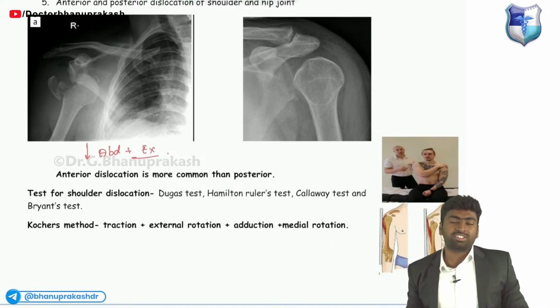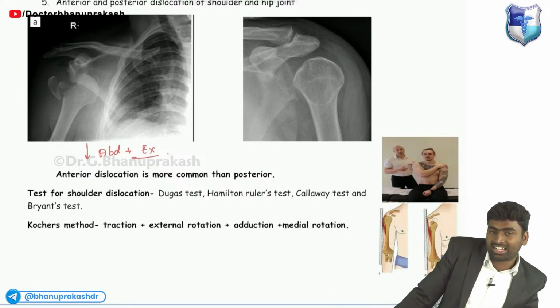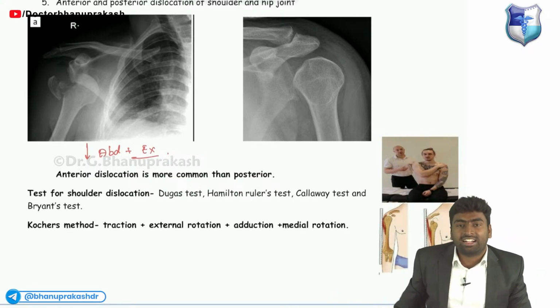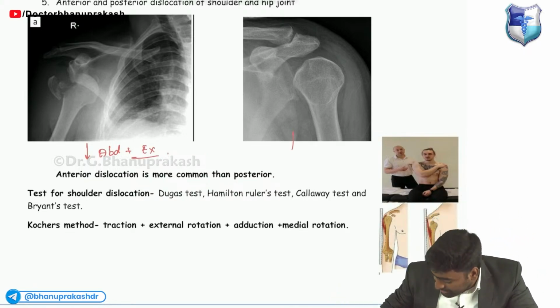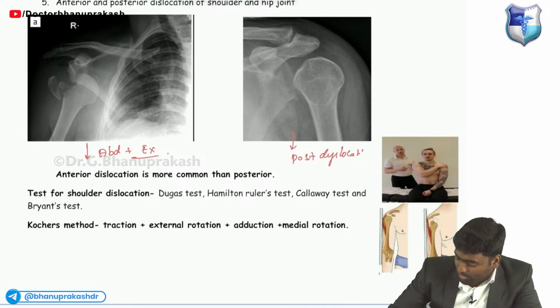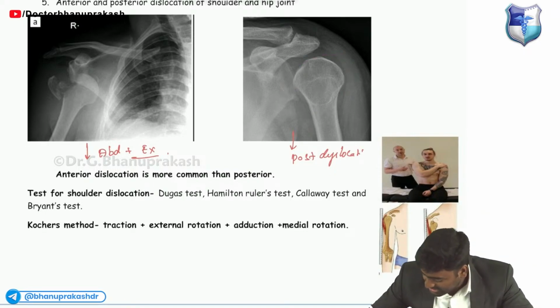Whereas in the case of posterior dislocation, it will be the opposite. It will be adduction and internal rotation. Adduction and internal rotation will be seen in the case of posterior dislocation. Okay, and in the case of posterior dislocation, you will be able to see this type of light bulb.